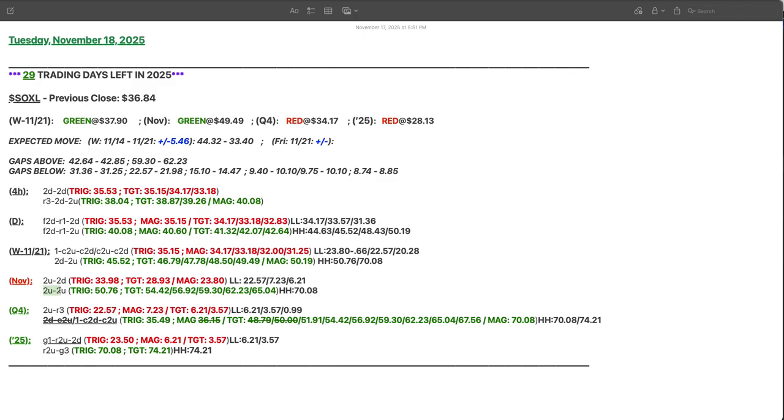At the same time, if we push back to the upside this month, we've still got half the month left, basically. So we can still push back up to 50.76. If we do get there, we triggered the 2 down, 2 up. First target 54.42, 56.92, and 59.30.